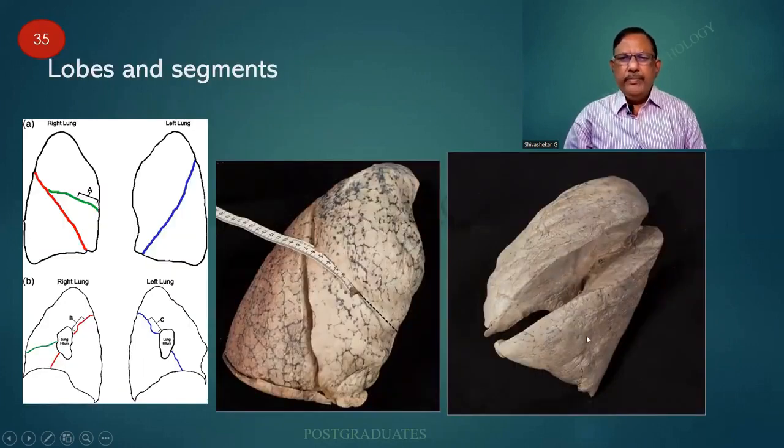Lobes and segments. You need not be as perfect as an anatomist. Look at the right lung over here, left lung. Right, remember the letter R. So there will be 3 lobes: an upper lobe, middle, and the inferior. There is an oblique fissure for both the left and the right. This is the right lung and this is the left lung.